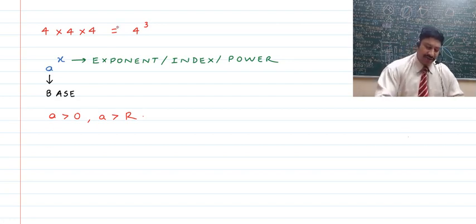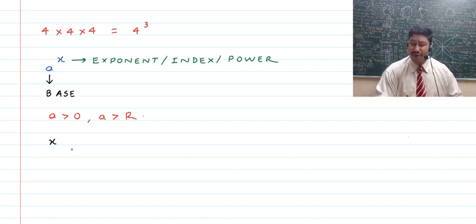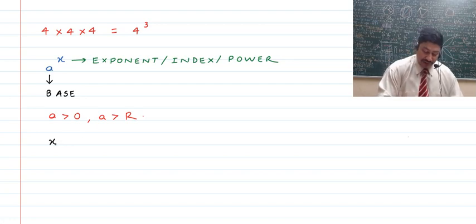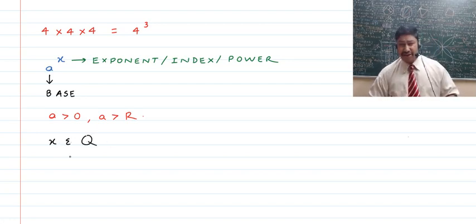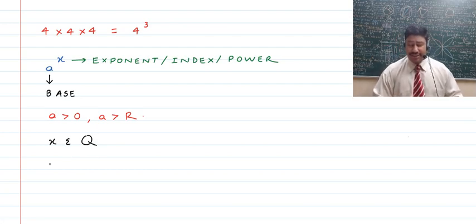The next thing, children, is that x is a number or a variable whose value is to be found, such that it can be an element of the rational numbers. So x has to be from the set of rational numbers, and as the set of rational numbers is represented by capital Q, we'll say that x belongs to Q, or x is an element of rational numbers.